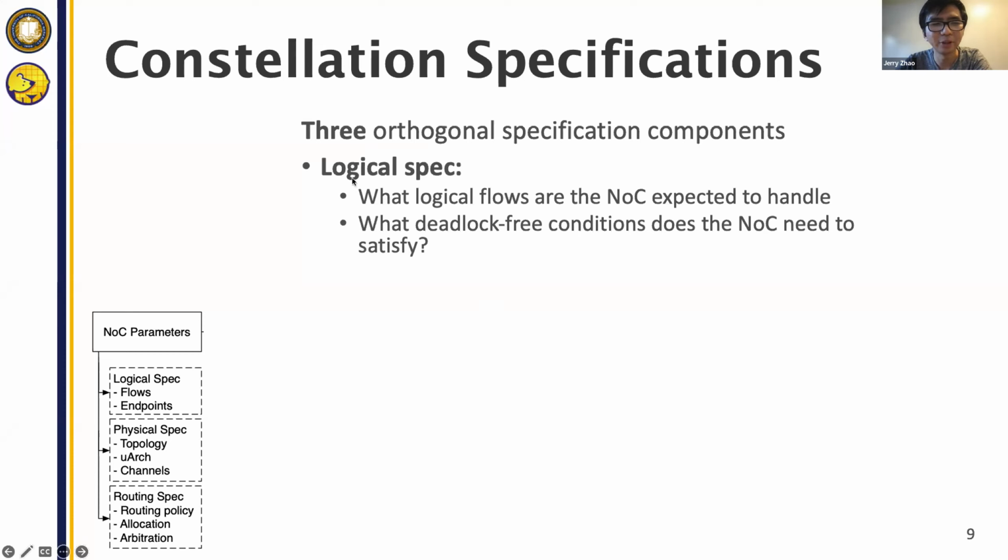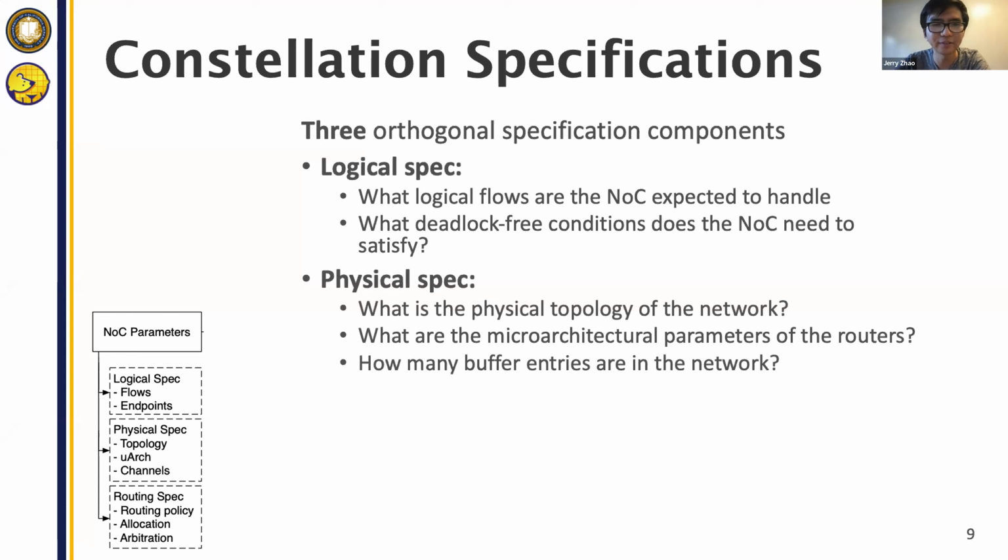Notably, the logical specification does not provide any information on the underlying physical implementation of the network. It doesn't provide any information on the physical topology or how these messages are actually transported. That is the duty of the next layer of the specification system, which is the physical spec. This is where we actually describe the topology and the resources of the network. So what is the network graph? And what are the microarchitectural parameters of the routers and the channels within the network?